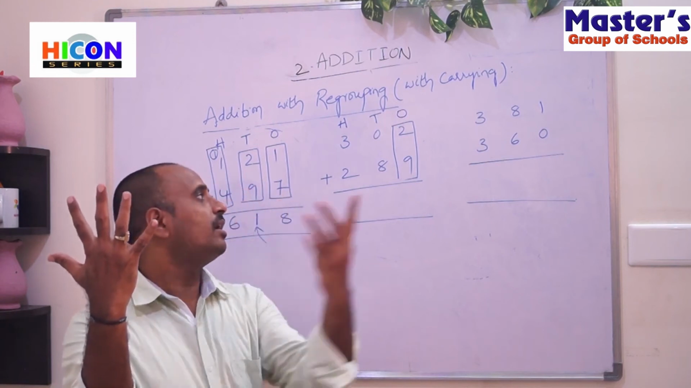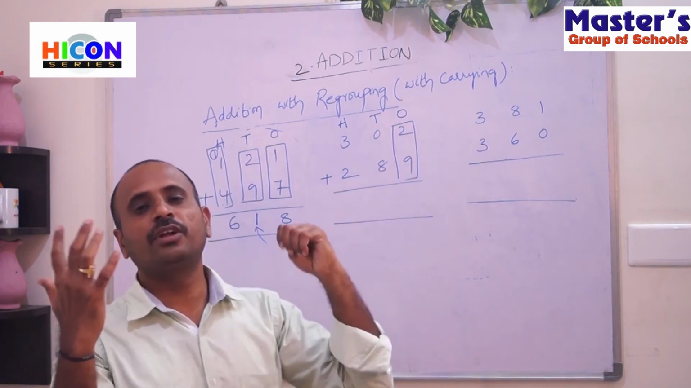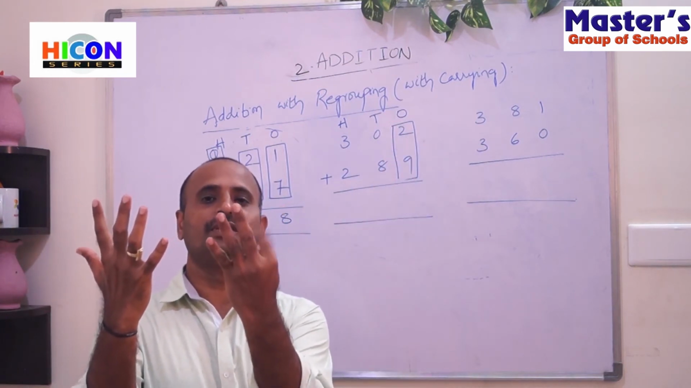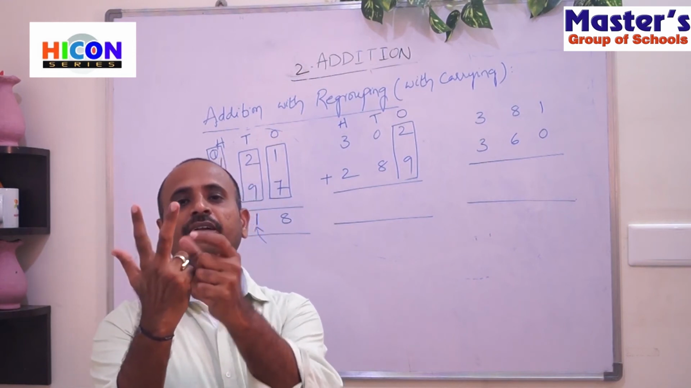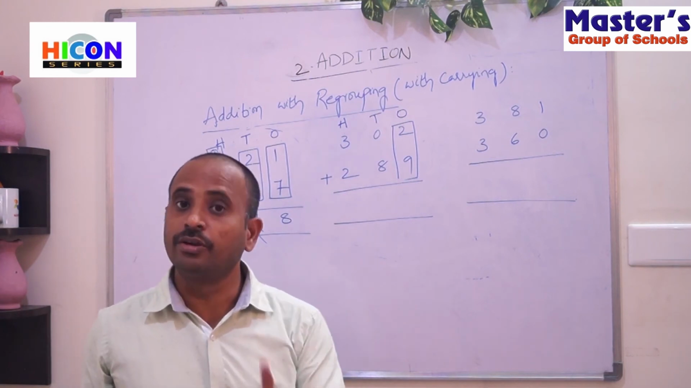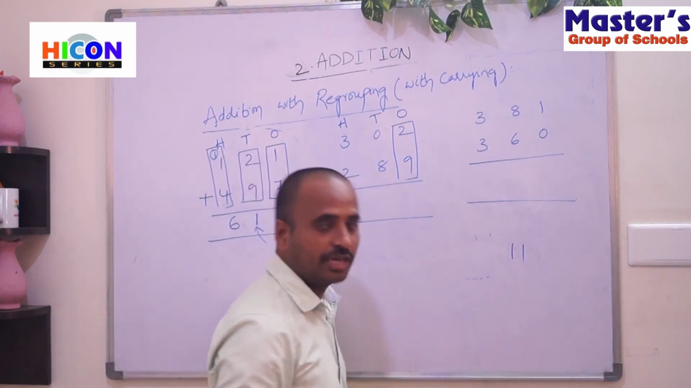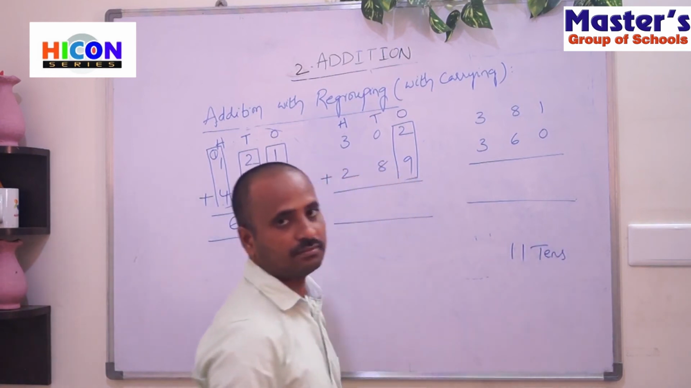So start counting after the first digit. The first digit is 2. After 2, we will get 3. So start counting from 3. 3, 4, 5, 6, 7, 8, 9, 10, 11. So we have got a 2-digit number, 11. Here 11 is a 2-digit number. That means we have got 11 ones.